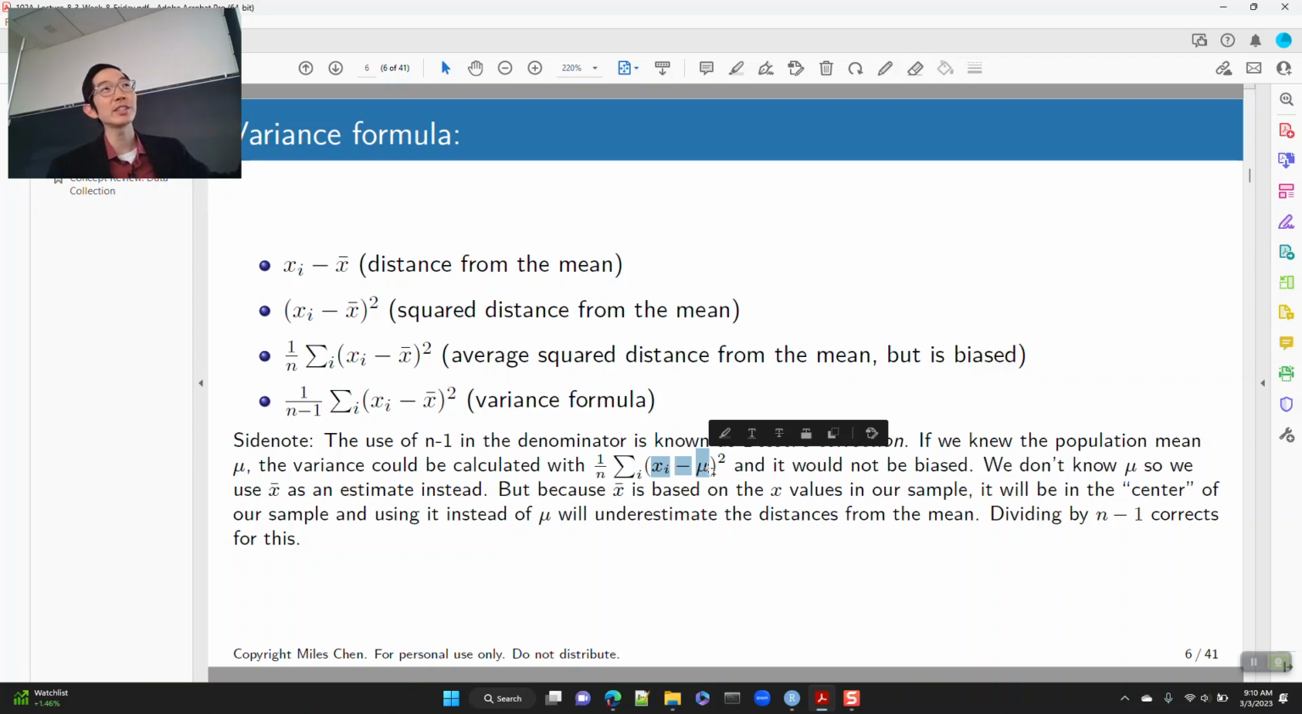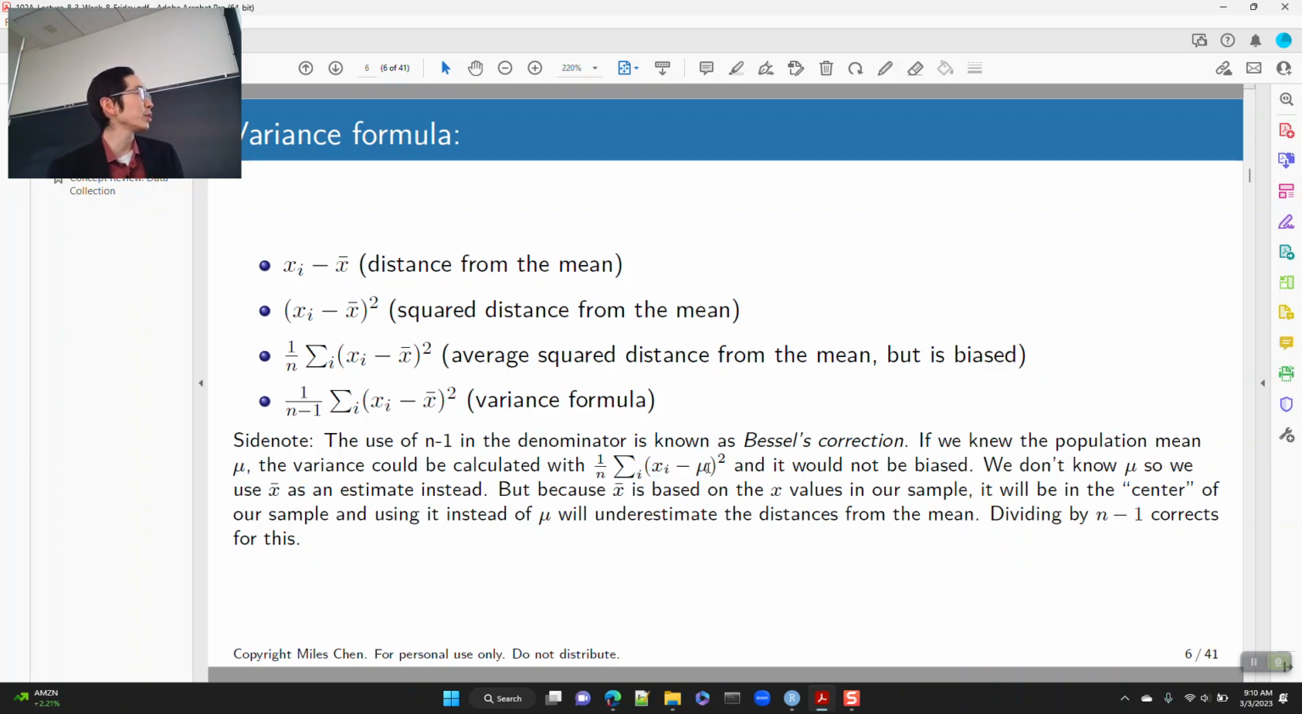If you did this for any kind of data set, of course, your estimator is going to be a little bit higher, a little bit lower, depending on which random sample you get. But in the long run, if you knew what the population mean mu is, and you said, okay, what is the distance from mu? Let's square it and then take the average. This would be unbiased, okay?